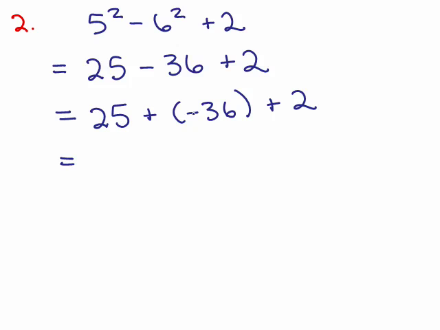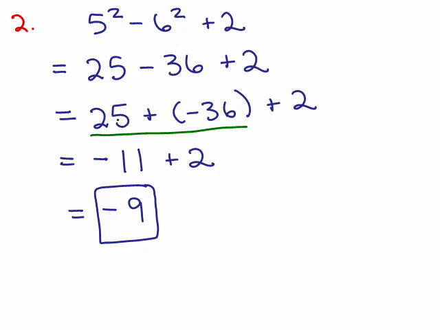So if I add 25 to negative 36, there's more negatives, right? So I have a negative, and then you would subtract 36 minus 25 is 11. So that's negative 11 for the adding 25 plus negative 36. And then I still have the plus 2. And I'm still adding a negative 11 to a positive 2, so I still have the answer being negative, and subtract again, negative 9.